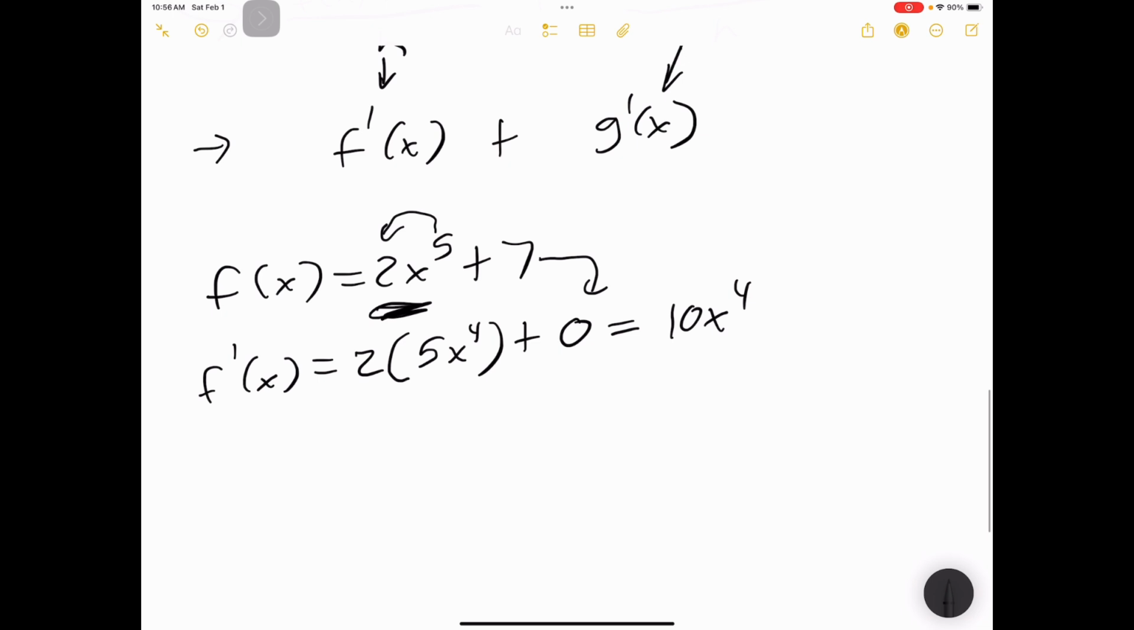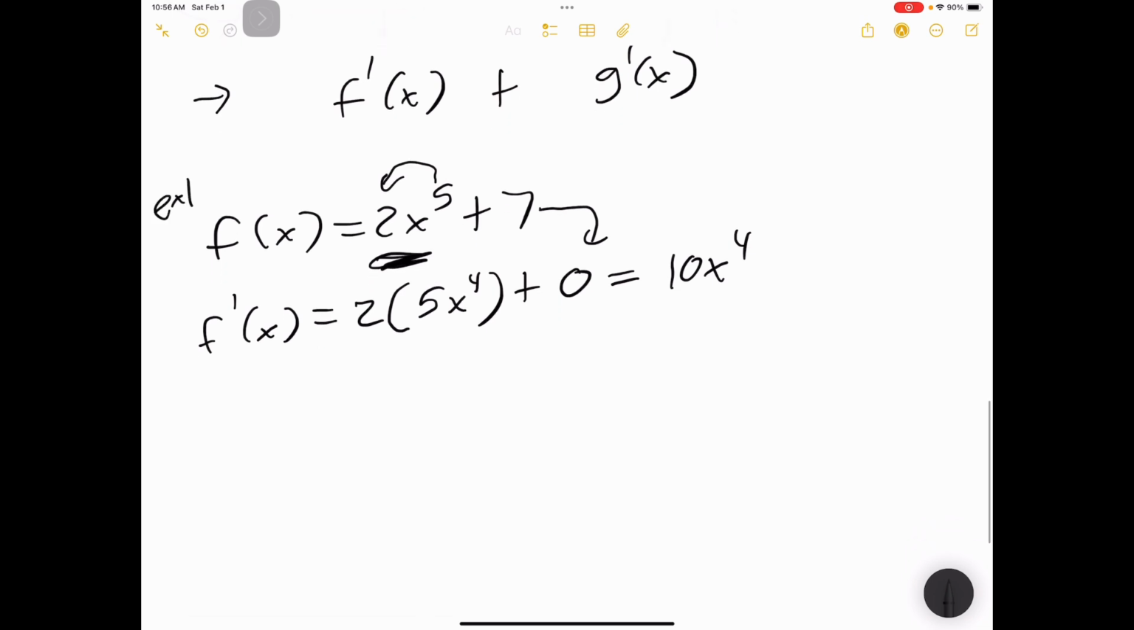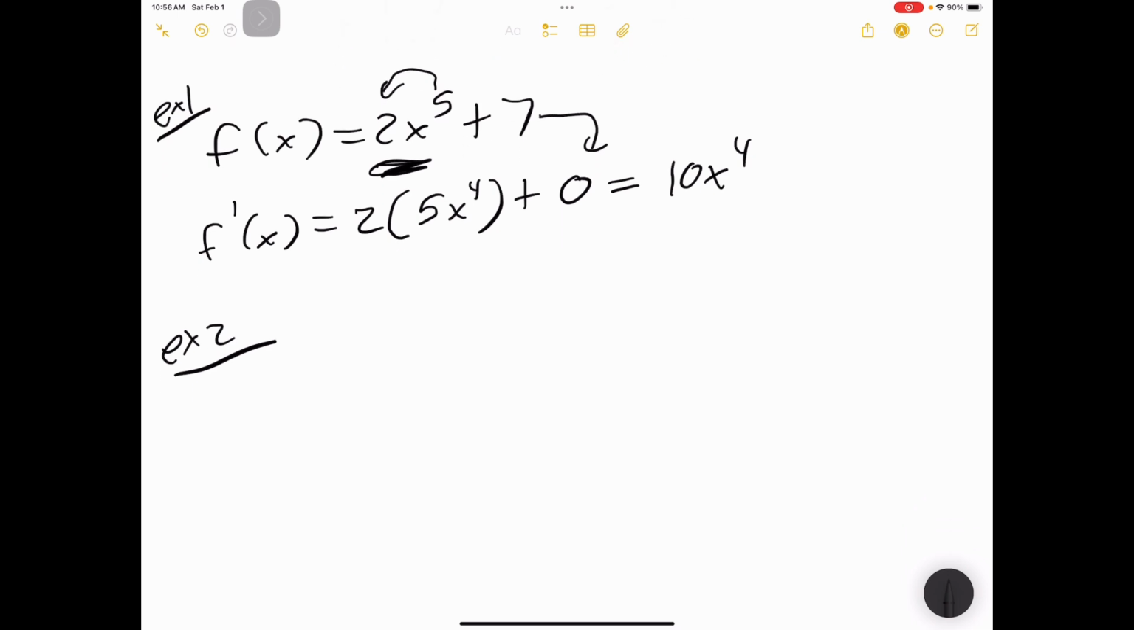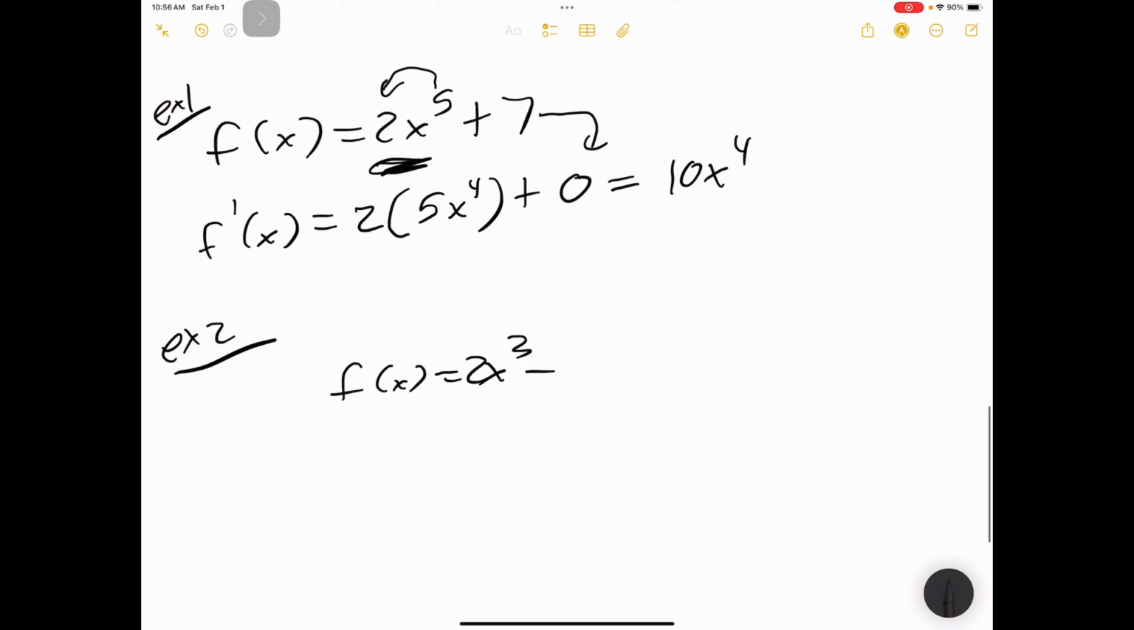Similarly, let's take another example. Let's say this is example 1. Let's do example 2. Example 2 is going to be f of x equals 2x to the 3rd power minus 6x squared plus 3.